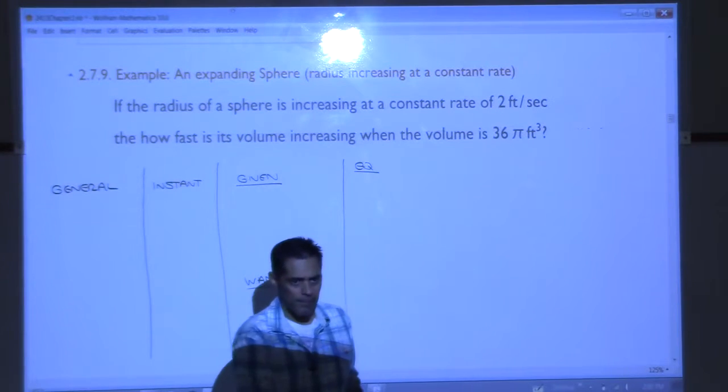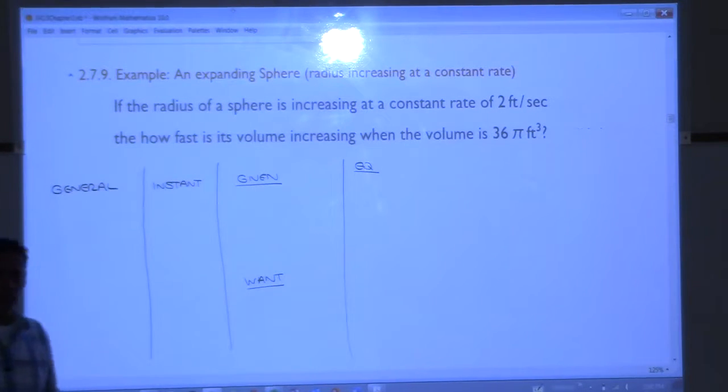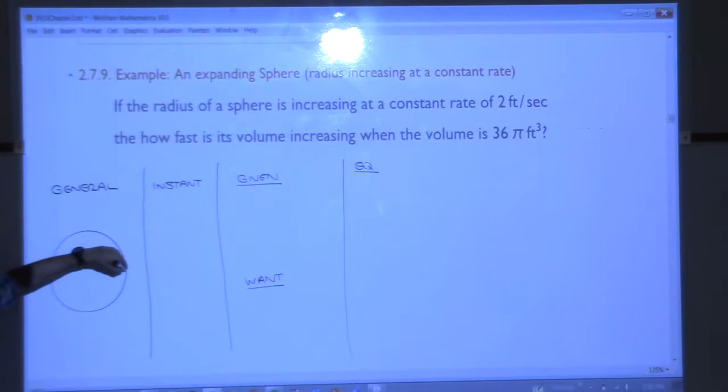Luke. All right, Luke. Following this okay so far? I want you to tell me about what I should draw as a general picture. A sphere, right? So the way I draw spheres is I draw a circle, and then I draw an ellipse kind of in the middle, like this. Kind of a weird looking ellipse. That gives you that sphere look.